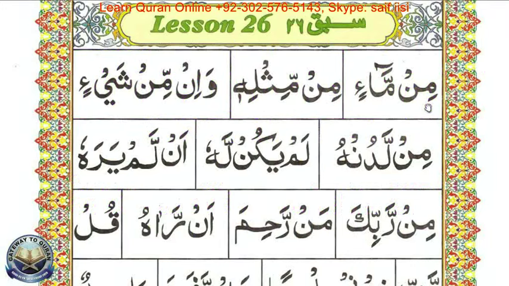Sometimes Nun Sakina is silent. One of these cases is if Mim Mushaddad is coming after Nun Sakina. For example, over here, a Mim Mushaddad is coming after this Nun Sakina. In this case, Nun Sakina is silent. You will be joining Mim with the Mim. So when you are spelling, you don't spell Nun Sakina and you read Mim, Mim, Kasra, Mim. Join Mim directly with the Mim without reading the Nun Sakina.